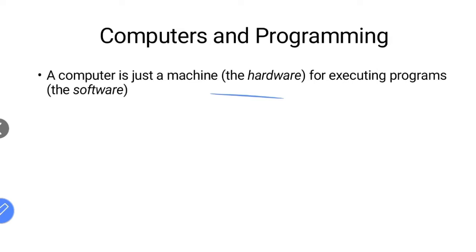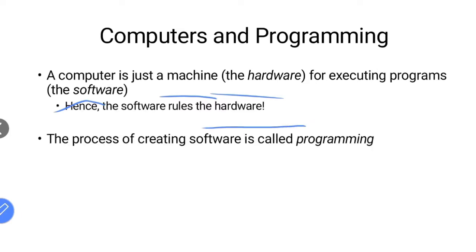So, a computer is nothing but a set of hardware, and we call that set of hardware a machine. For this hardware to work, we need something called software. A software is nothing but a set of instructions, and making that software is called programming. So on a computer, the software rules the hardware by telling it how to work. The process of creating software is called programming.